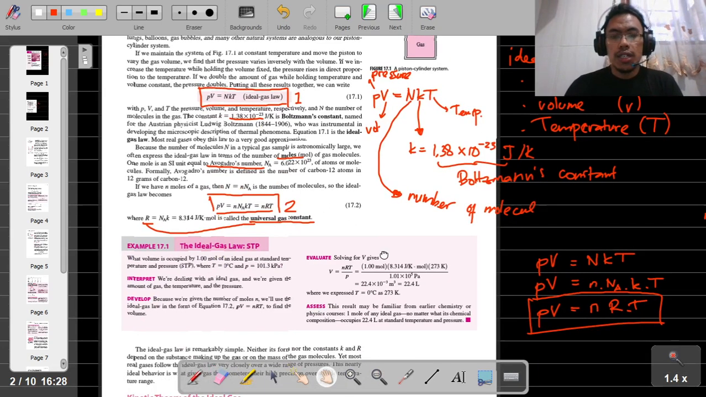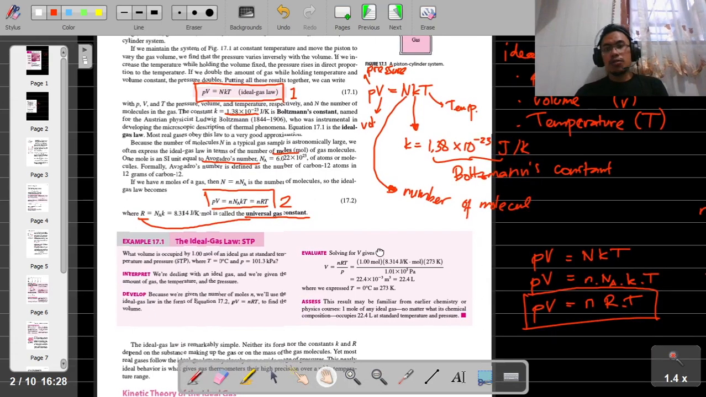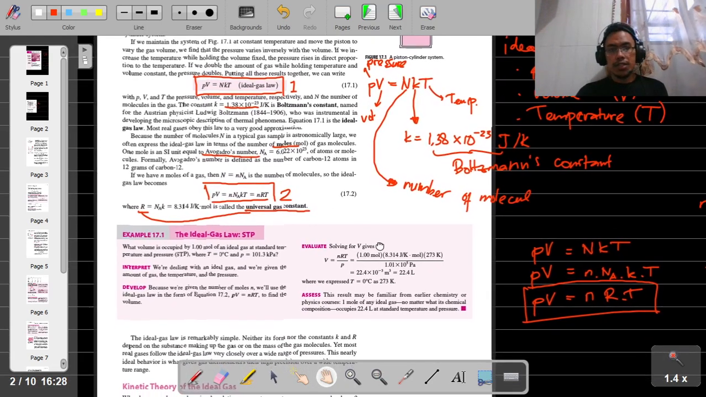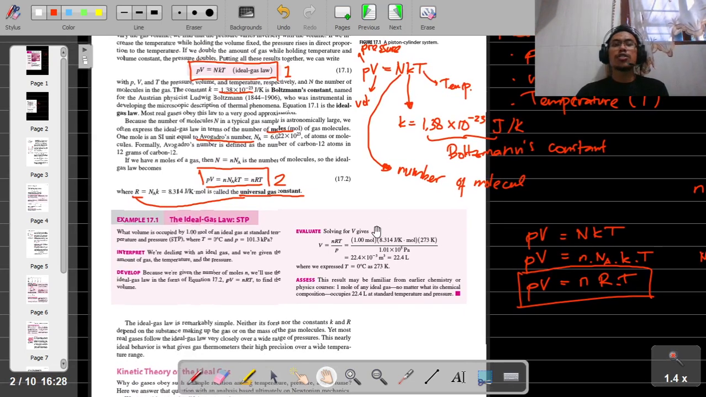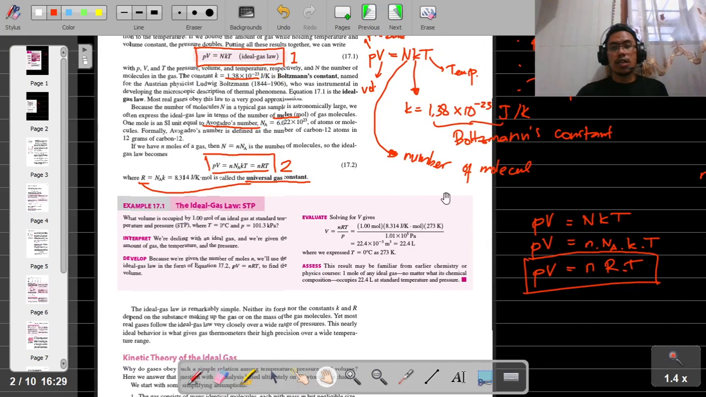Okay, so I think this is the concept of the ideal gas law, and after this video we're going to try to apply our understanding of the ideal gas law by doing this example, example 17.1, but I think it will be done in the next video.